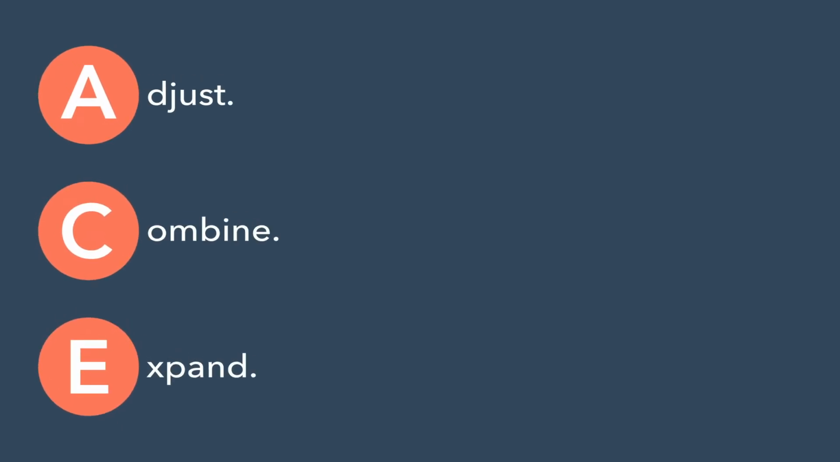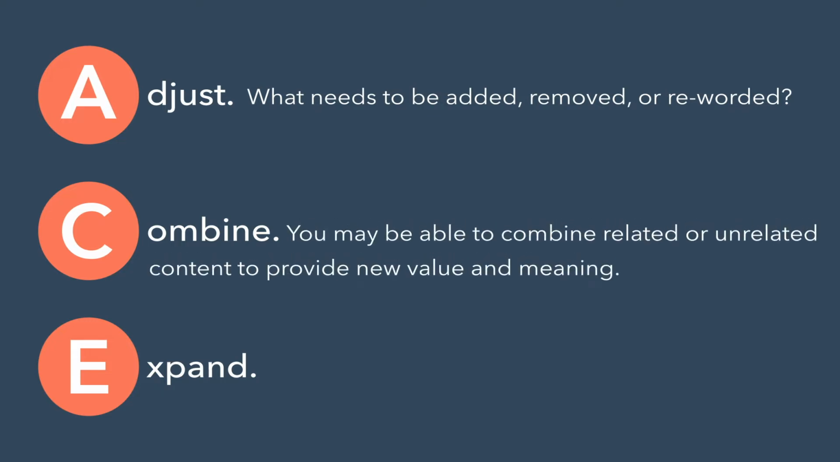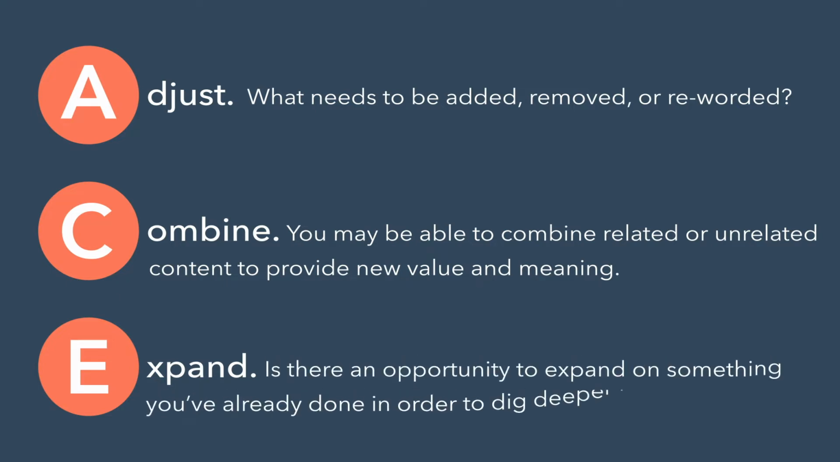To start, you may need to adjust content to make sure it provides a good user experience. Ask yourself, what needs to be added, removed, or reworded? Next, you may be able to combine related or unrelated content to provide new value or meaning. Lastly, is there an opportunity to expand on something you've already done in order to dig deeper into that topic? Think comprehensive big picture view.